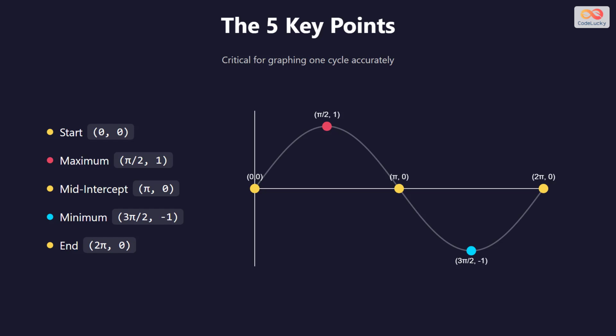When graphing the sine function by hand, it is helpful to identify 5 key points that define one cycle. These are the starting intercept at (0, 0), the maximum point at (pi over 2, 1), the middle intercept at (pi, 0), the minimum point at (3 pi over 2, -1), and the ending intercept at (2 pi, 0). Connecting these points gives you the perfect curve.